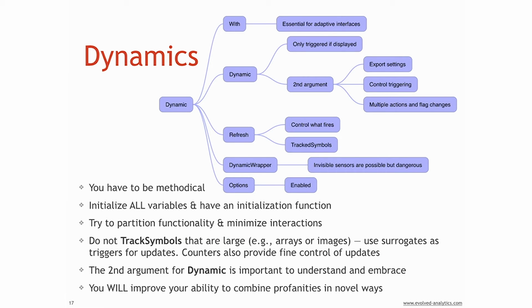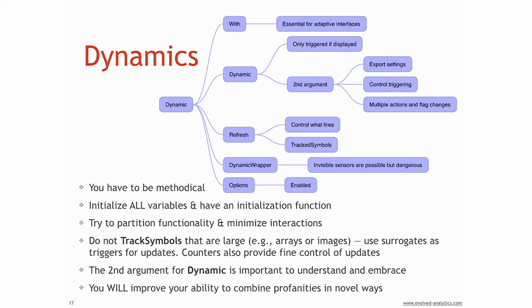Now you get into the actual dynamic code. And the wonderful thing about dynamic is it improves your vocabulary because you learn how to swear and sling things together in new and novel ways. What you really have to do is be methodical, partition the functionality, really understand there's a second argument to Dynamic. That's so important to get the side effects that you're really looking for. So you've got to do that.